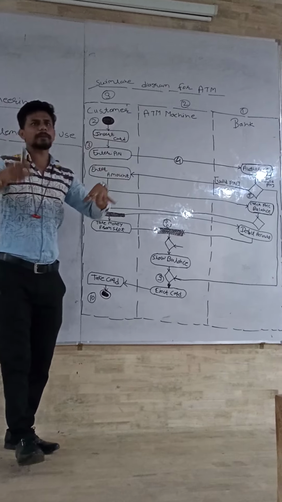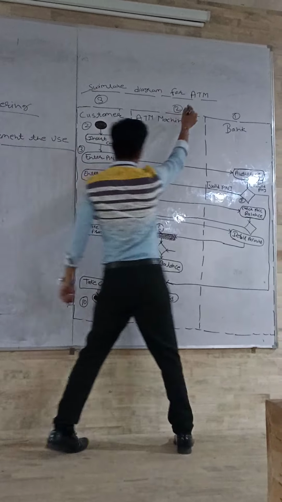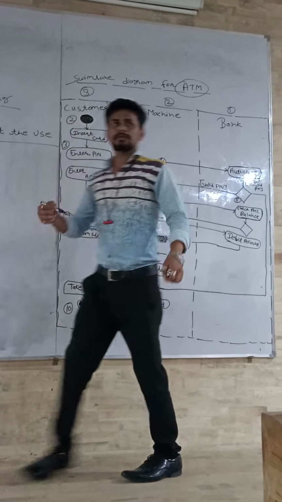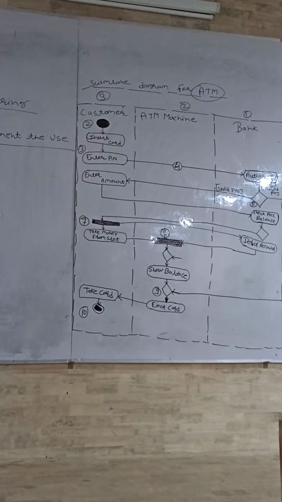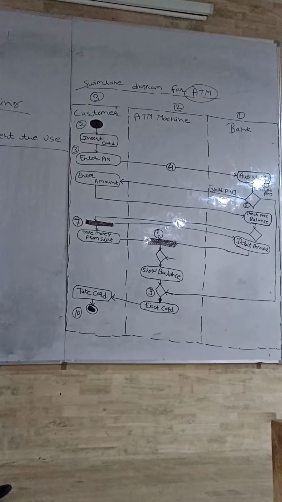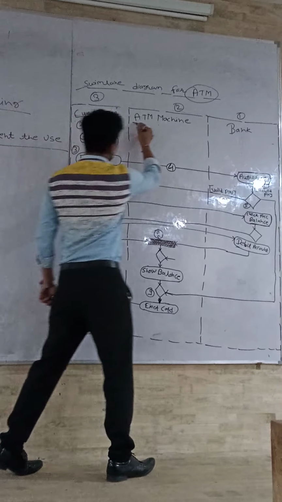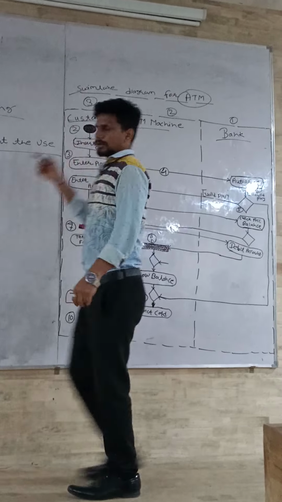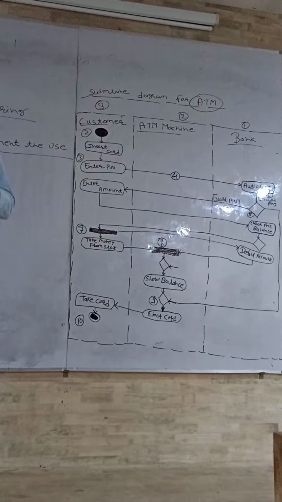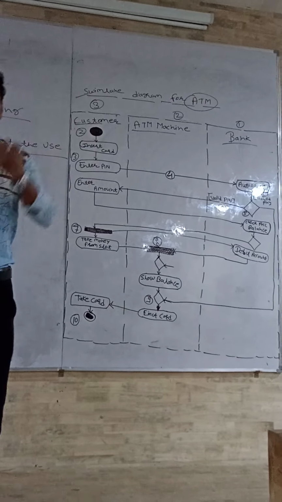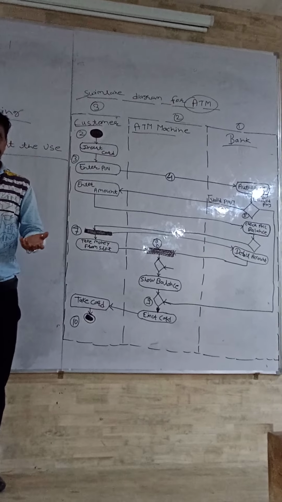So in the ATM diagram, what type of transaction we have to perform and how many characters are present in that task, what type of task we are providing, we are learning in this class. First customer, second ATM machine, third one is bank. So the bank will provide our backend process.